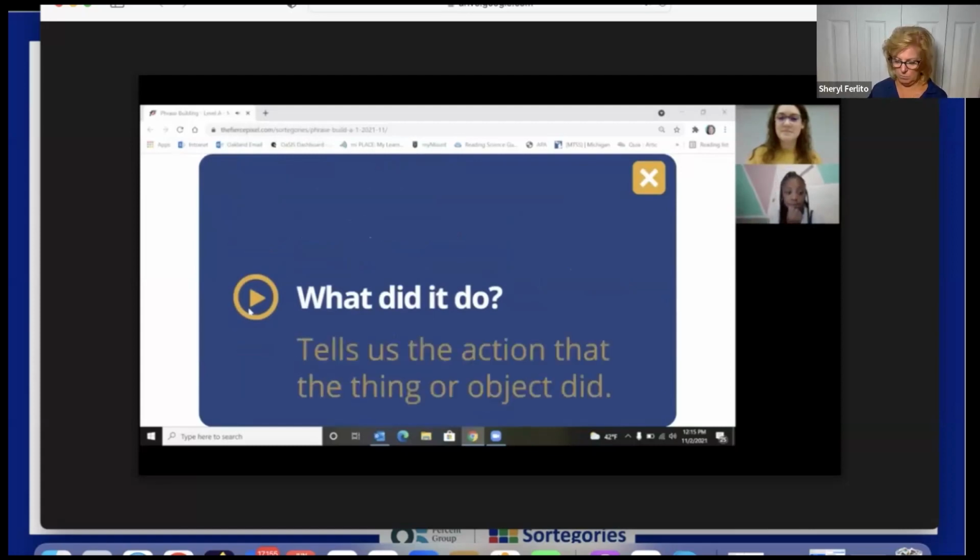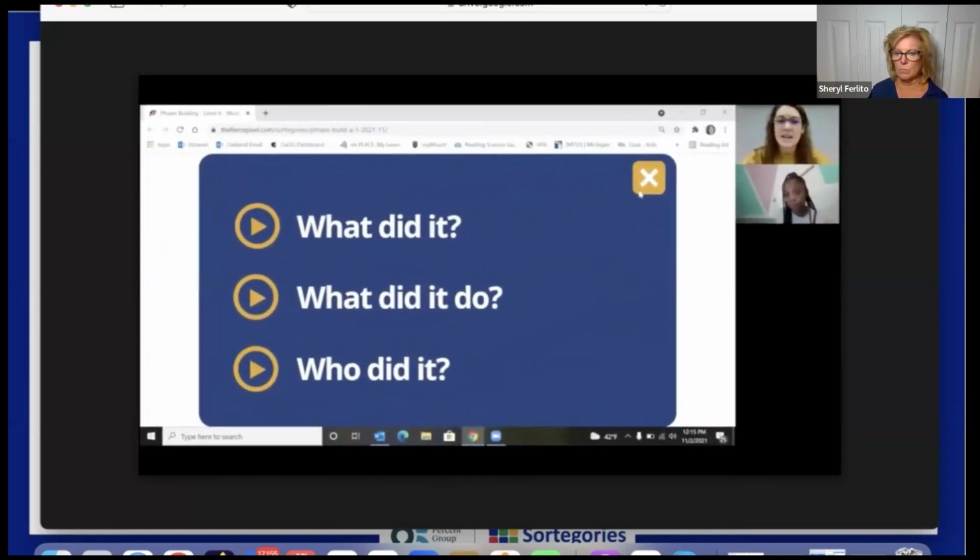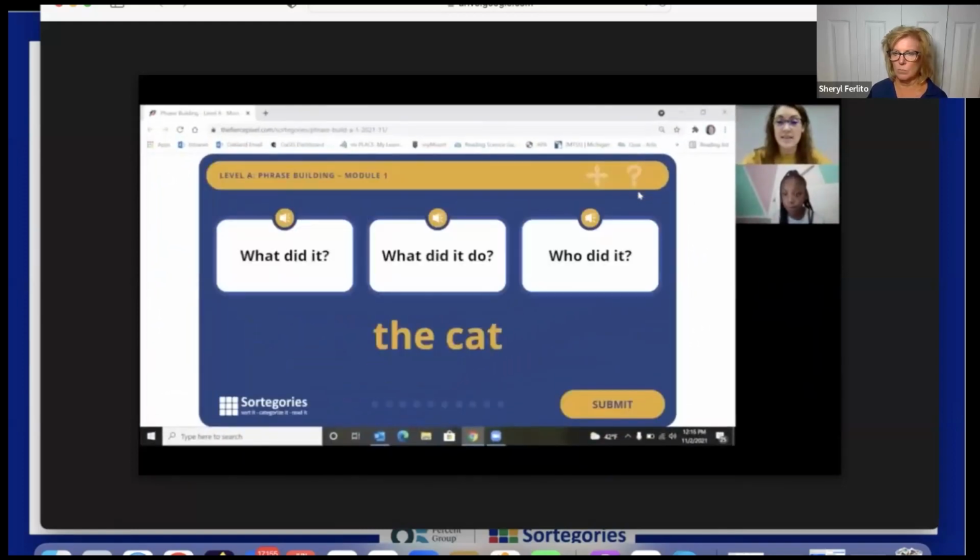What did it do? Tells us the action that the thing or object did. The dog ran. What did it do? It ran. And so our phrase is the cat. So we put words together to make meaning. So a group of words can answer a certain question. So we're going to figure out what phrase this question answers.